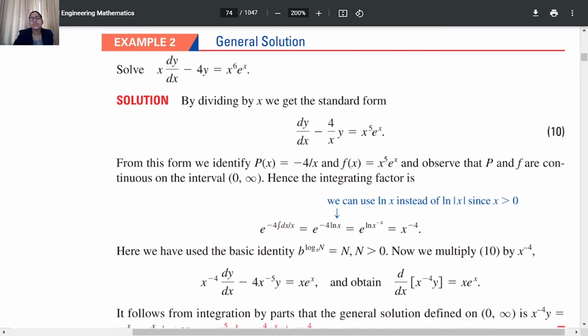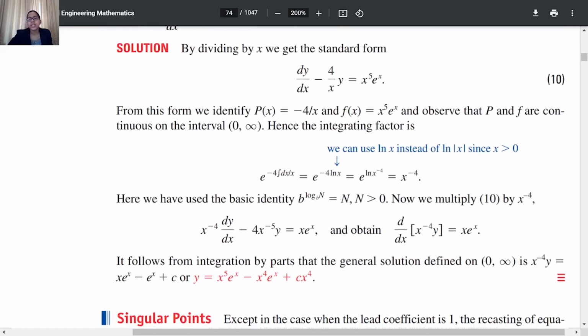So once we know the integrating factor, how do we find the solution? The solution will be x raised to minus 4 into y will be equal to integral of x raised to minus 4 into x raised to 5 into e raised to x. So x raised to minus 4 into x raised to 5, the remaining term will be x into e raised to x. So what is the integration of x into e raised to x? It is nothing but x into e raised to x minus e raised to x plus the constant c.